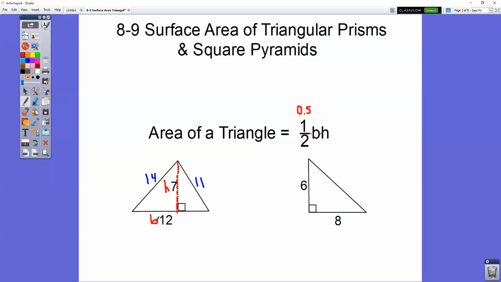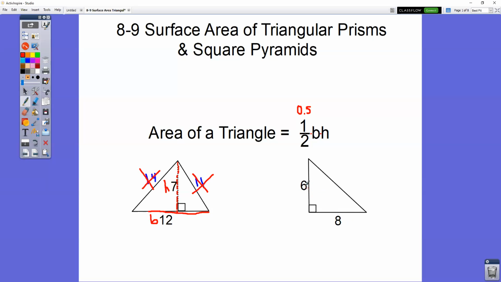The base is the bottom. The height and the base come together to sort of form an upside down T. So the base is the bottom, but just don't get confused. You're not going to use the 14 for the area of the triangle. You're not going to use the 11 for the area of the triangle. When you measure something's height, it's straight up and down.